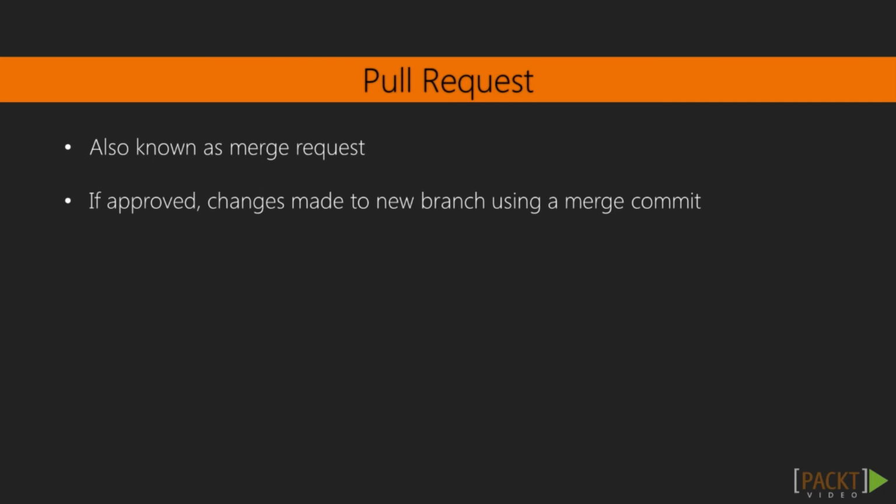A pull request is also known as a merge request, which is just what it sounds like, a request to perform a merge from one branch to another. If the request is approved, the changes will be brought into the new branch using a merge commit, as we saw in our previous video on synchronization. To see this in action, let's return to our friend Sarah, who has finally completed a functional piece of her new feature and wants Zach to review it and merge it upstream.